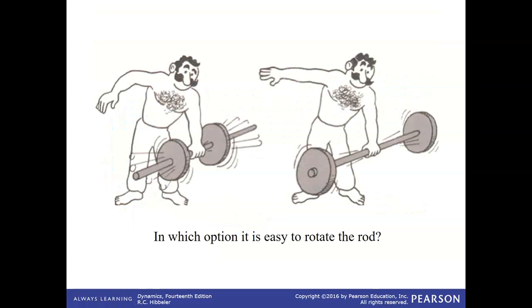So look at this option, in which case, on the left or right, it is easy to rotate this rod with the weights attached to it. In this example, on the left-hand side, the weights are mounted close to the center of mass, and a person tries to hold the rod and rotate it in this direction. In the second case, the weights are farther away from the center of mass and the person tries to rotate. In which case is it easy to rotate?